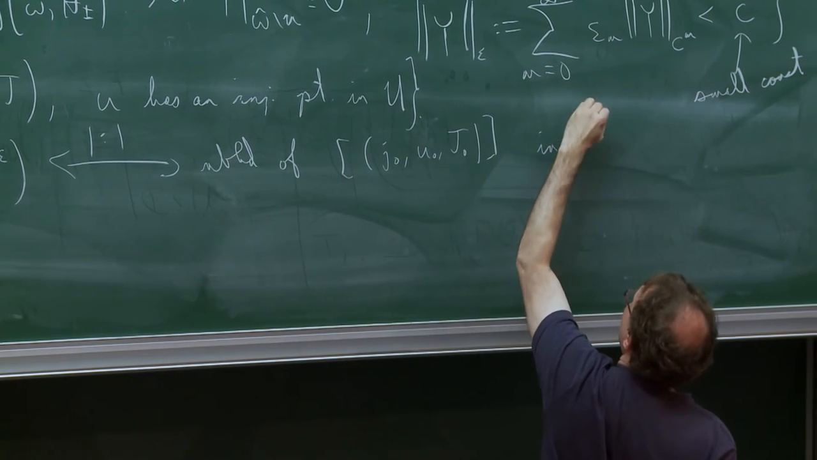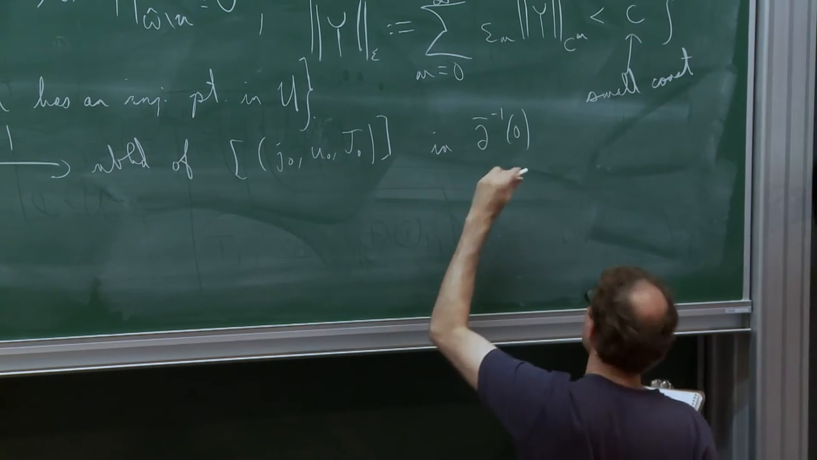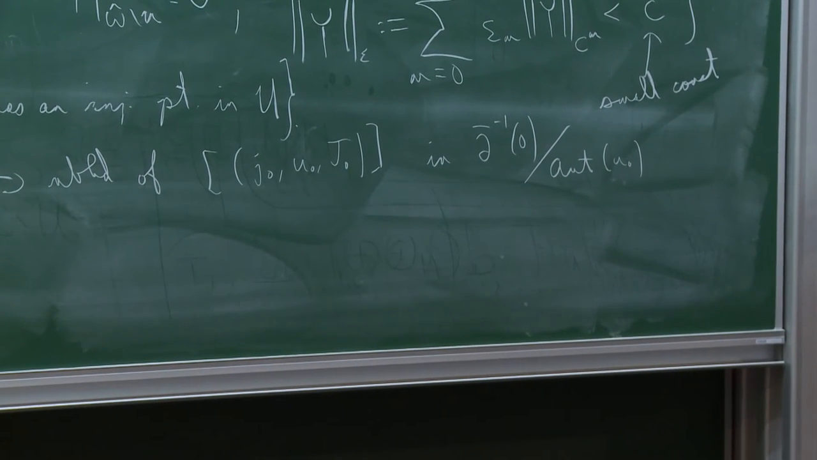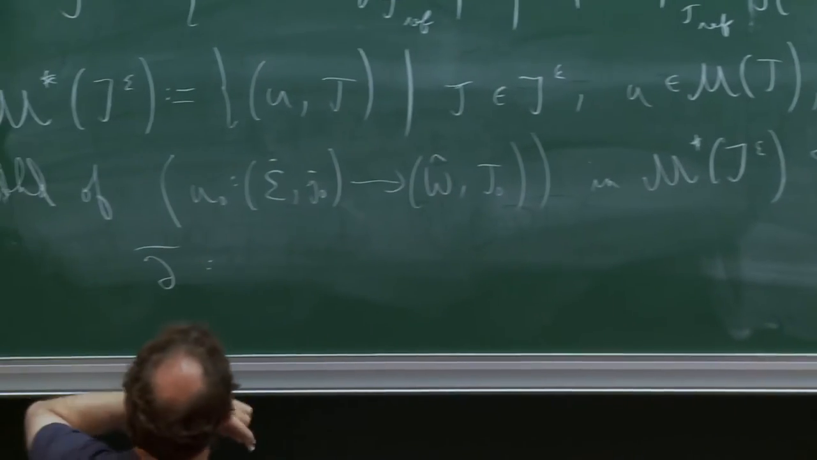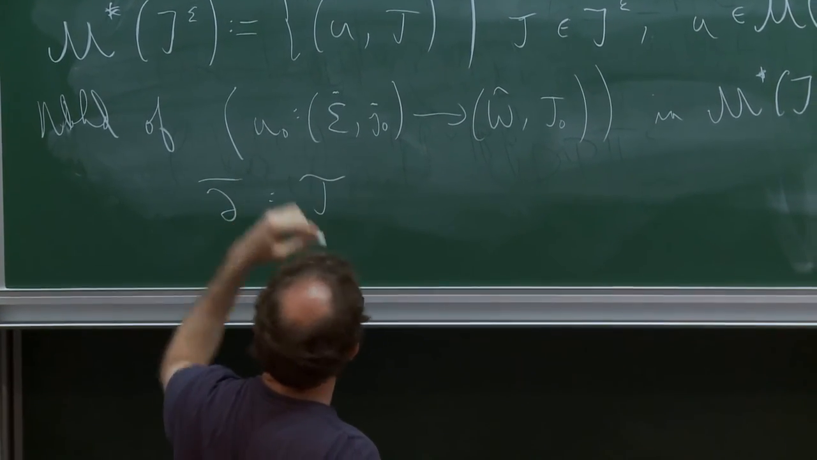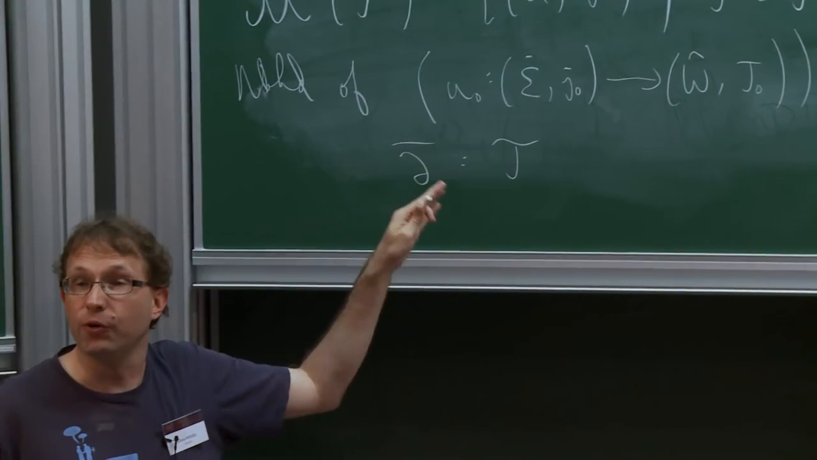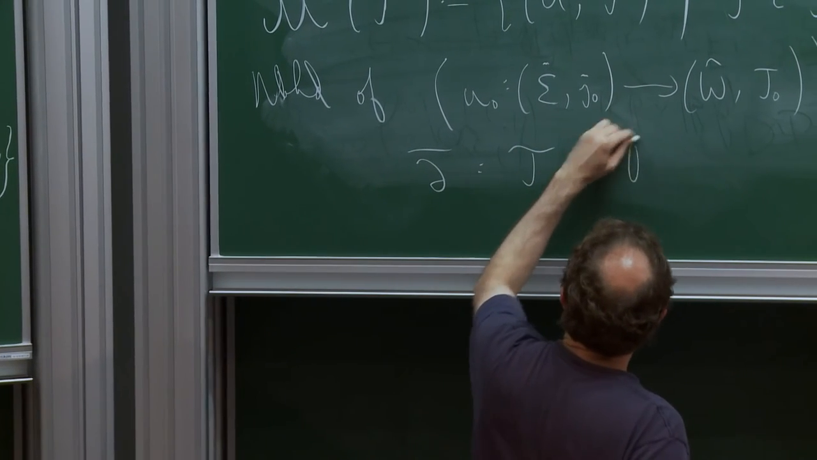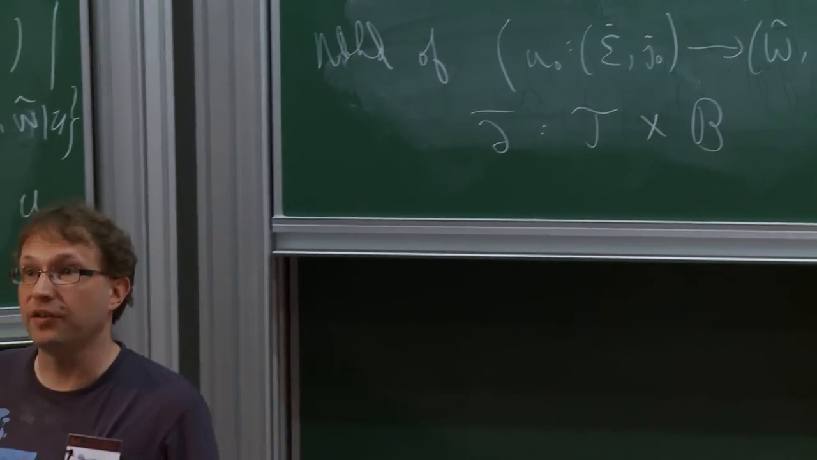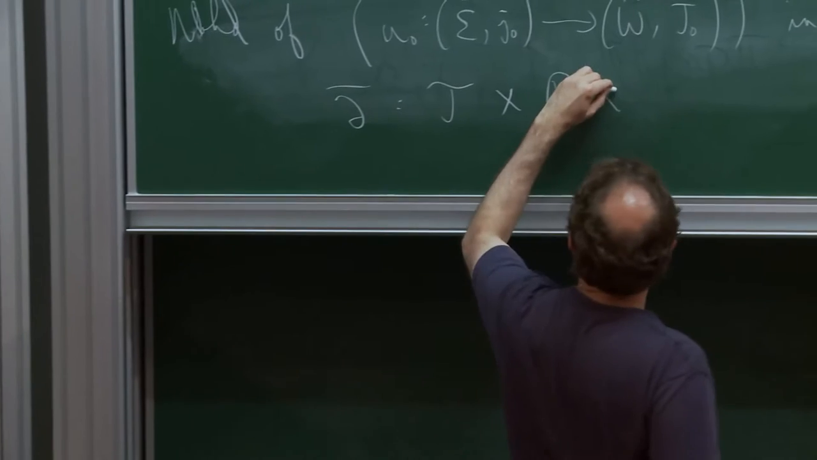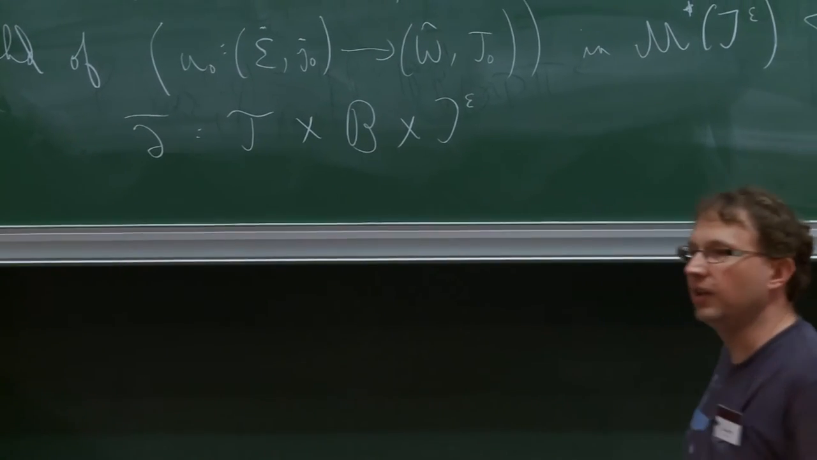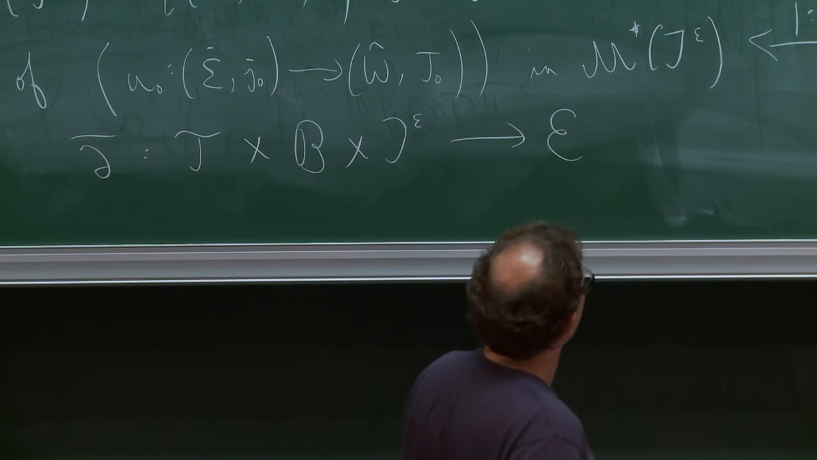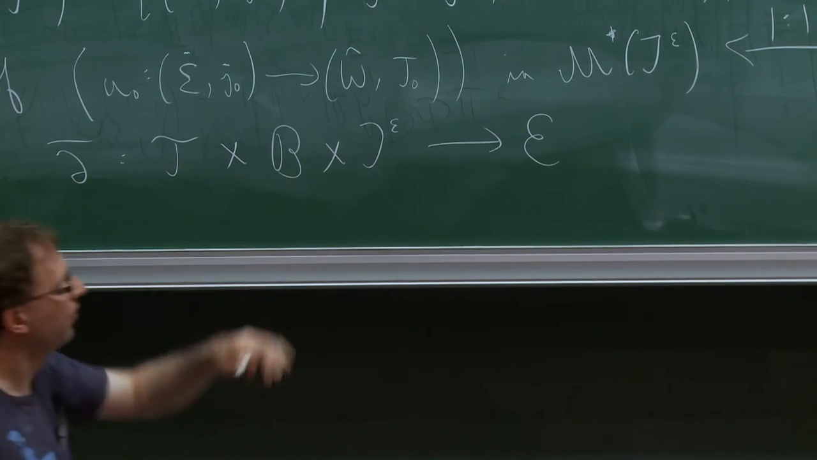in some zero set of a section divided by the automorphisms of u naught, where this section I'm talking about maps. So again, I have my Teichmuller slice. It's a finite dimensional manifold of complex structures on the domain, parameterizing a neighborhood in Teichmuller space. B is my Banach manifold of maps of some Sobolev class from sigma dot into W hat. And then I have J epsilon. That's the one element that I didn't have in this picture before, mapping to some Banach space bundle. You can infer from this picture what the fibers of this Banach space bundle are supposed to be.